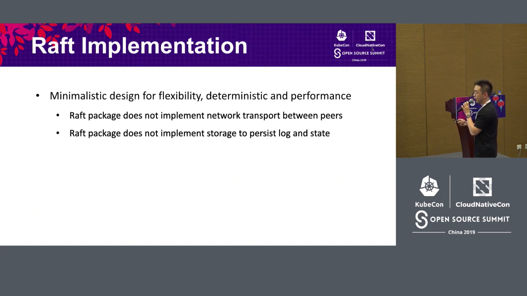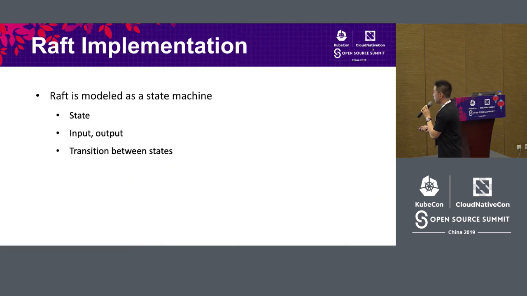By including less in the Raft package, it makes the package more flexible because now you can choose your own implementation. It also makes the behavior of the Raft package deterministic. Deterministic is a very, very nice thing, because if the behavior of the Raft package is deterministic, it usually means it's easier to implement, it's easier to test, it's also easier to argue its correctness. So the Raft itself is actually modeled as a state machine.